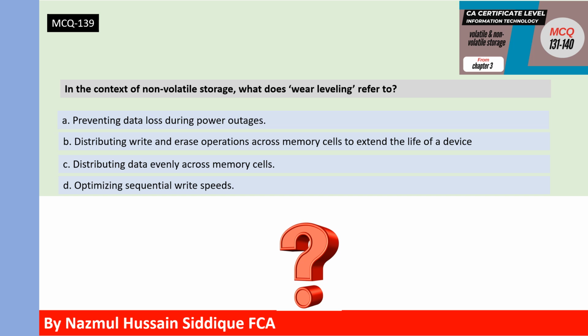The question is, what does wear leveling refer to in the context of non-volatile storage? We have to find out the definition or description of wear leveling among these options. Option A, preventing data loss during power outages. Option B, distributing write and erase operations across memory cells to extend the life of a device. Option C, distributing data evenly across memory cells. Option D, optimizing sequential write speeds. The correct answer is B, distributing write and erase operations across memory cells to extend the life of a device.